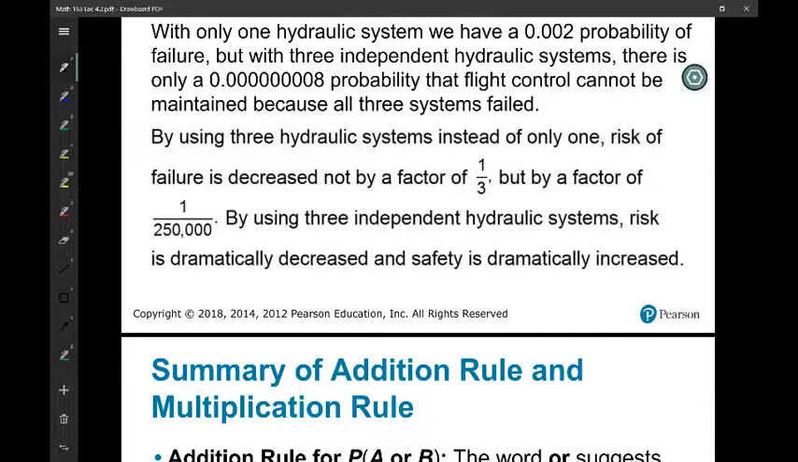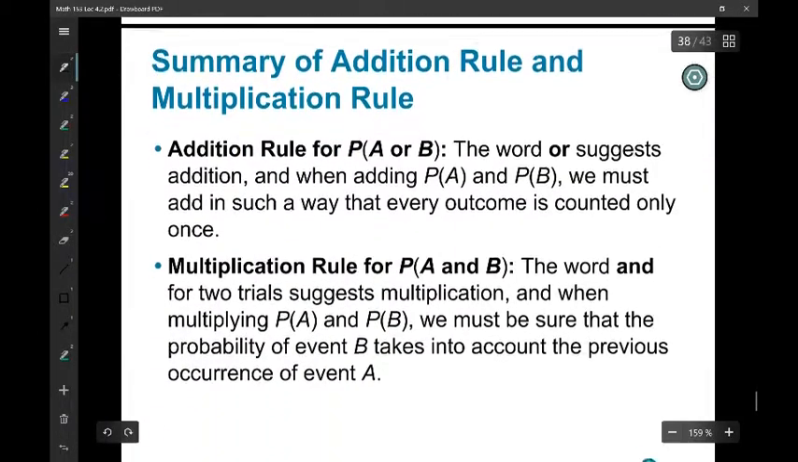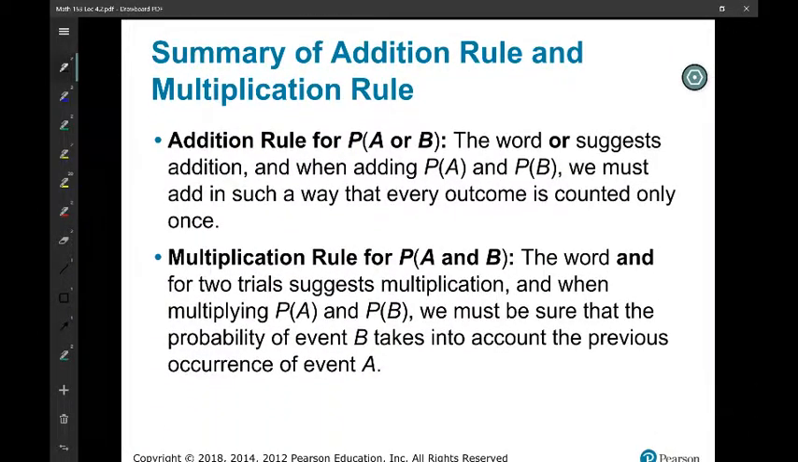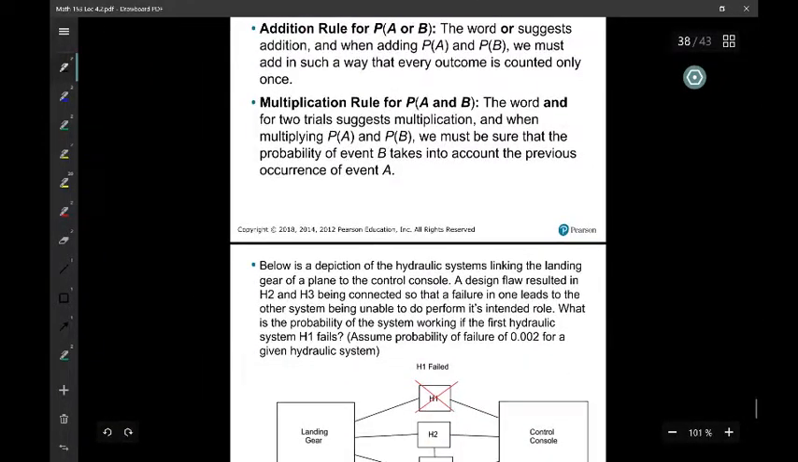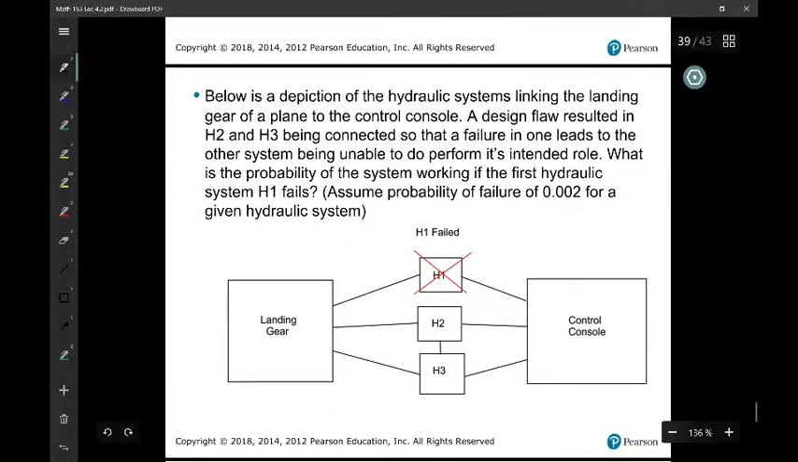So feel free to read through this on your own. And here's a summary of our addition rule and our multiplication rule. And now here's an example I came up with that is related to this hydraulic problem above. So here is a depiction of the hydraulic systems linking the landing gear of a plane to the control console.